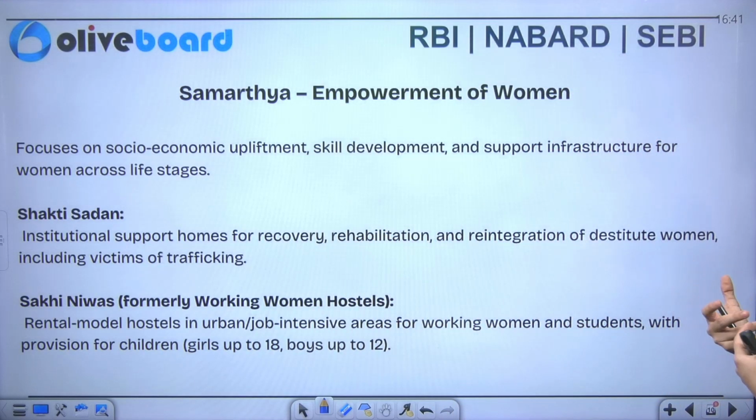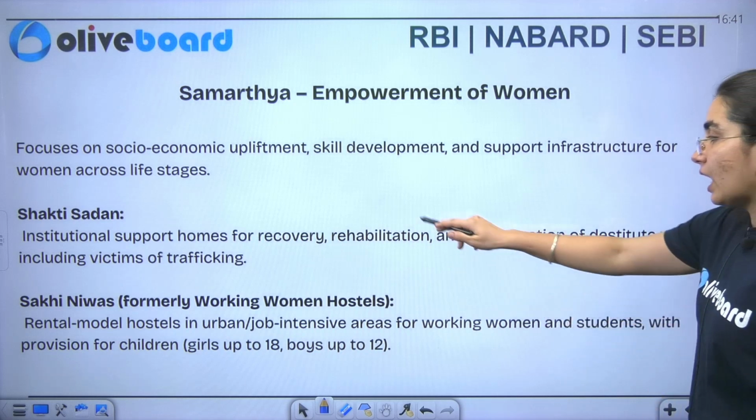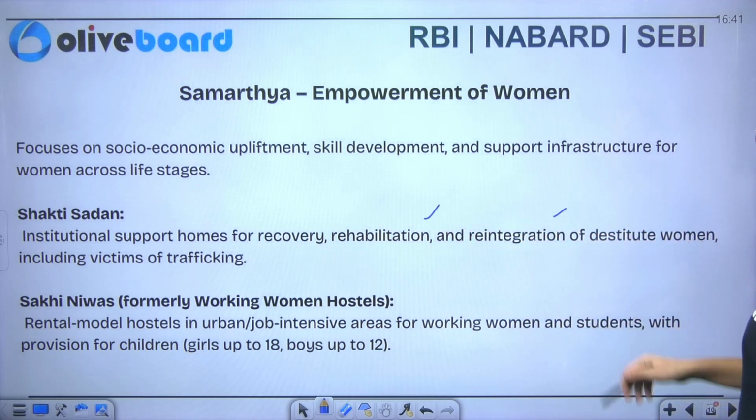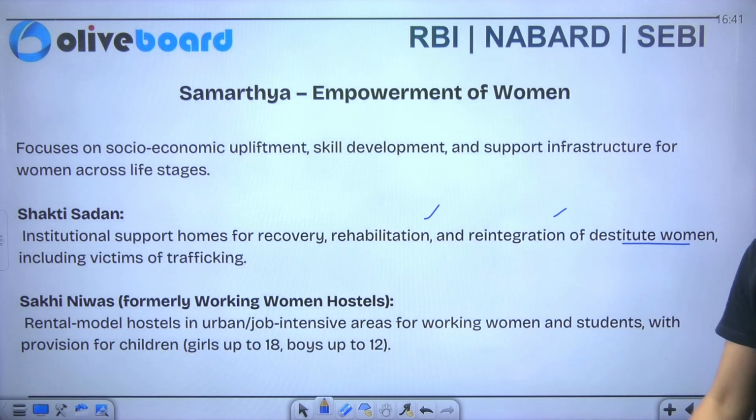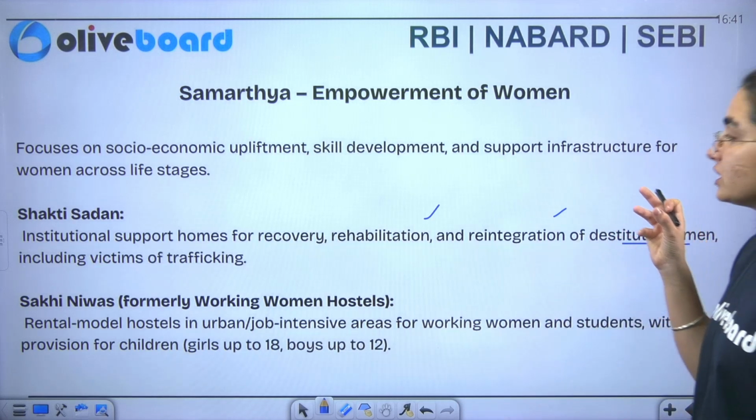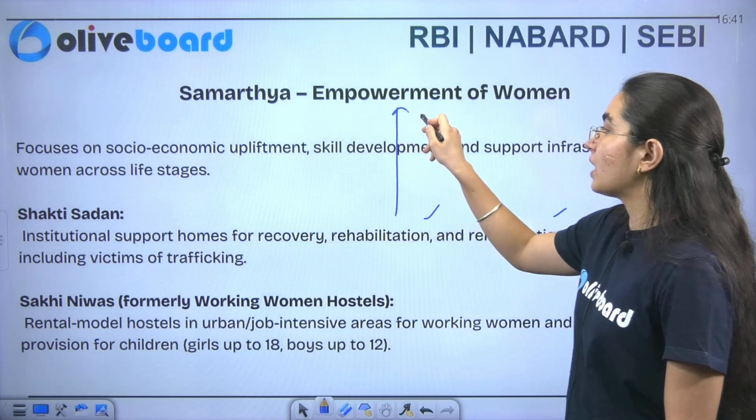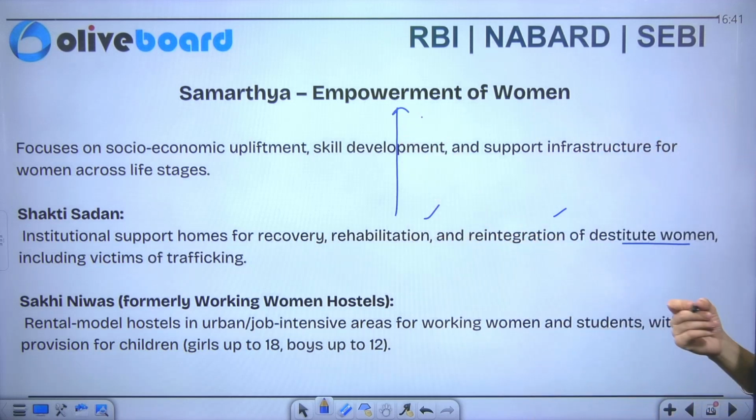Shakti Sadan क्या है, it's a kind of institutional support, homes for recovery, rehabilitation, reintegration of destitute women, victims of trafficking. So these are the things which are related to it, which specifically has a main focus of empowering your women. Then you have your Shakti Niwas, Sakhi Niwas, sorry.